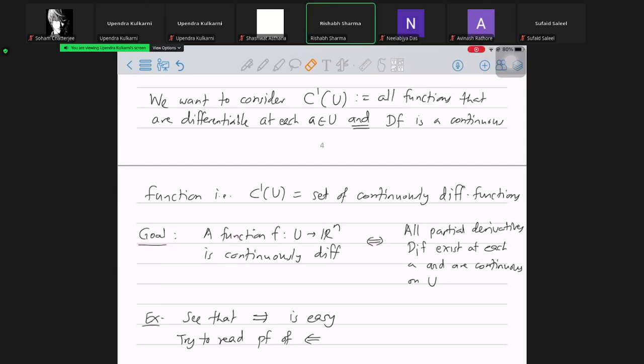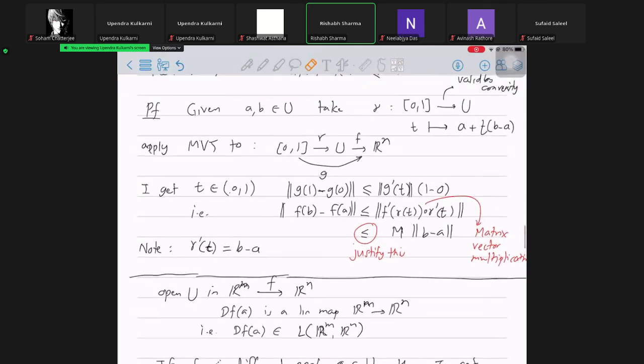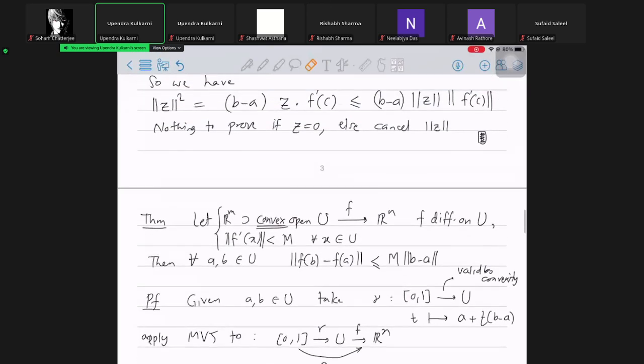Sir, could you scroll up once again? Yeah, right here. You have written "justify this." Why can't we just use the operator norm? Okay, we can use the operator norm on f prime of gamma of t, right? Remember, f prime of gamma of t is an operator, so I can use the operator norm on that. Yeah, so very good point.